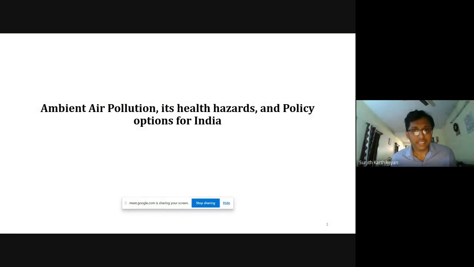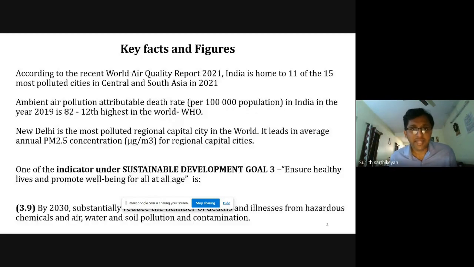So today I'm presenting ambient air pollution, health hazards and policy options for India. So we know that New Delhi is one of the most polluted cities in the world. Let us see some facts and figures.